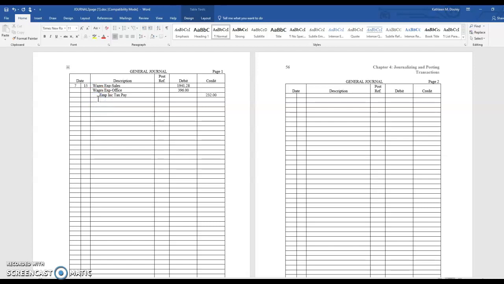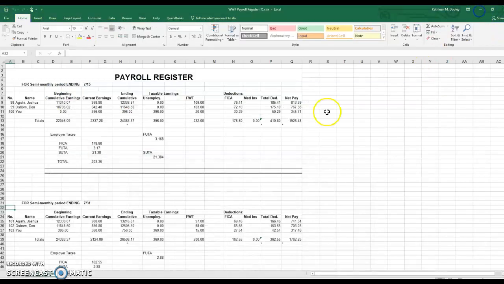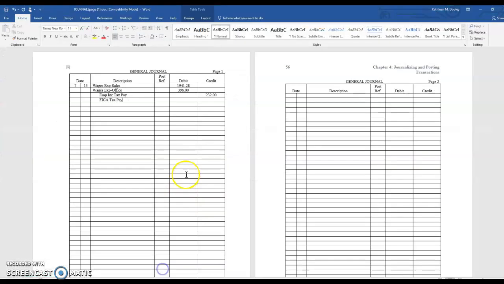Now we have the FICA tax payable account, and that includes the fact that we took Social Security and Medicare taxes out of the employee. Together, Social Security and Medicare taxes are called FICA taxes. So we took $178.80 out of the employee. Once again, we don't get to keep that. We owe that to the IRS on the 15th of next month as well. So $178.80 is going to go into a liability account called FICA payable.